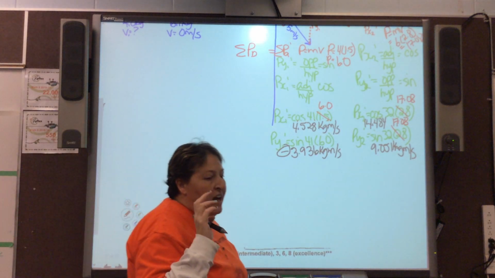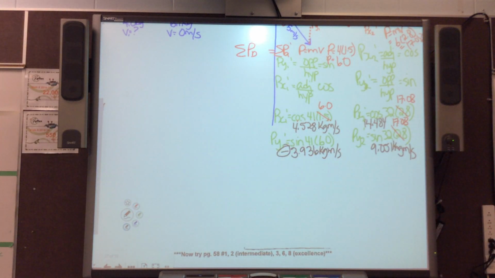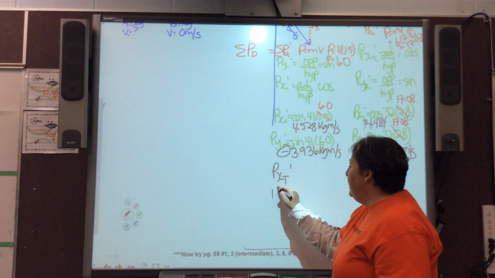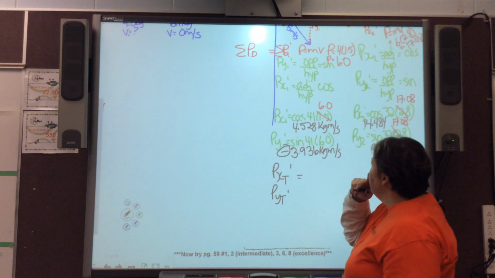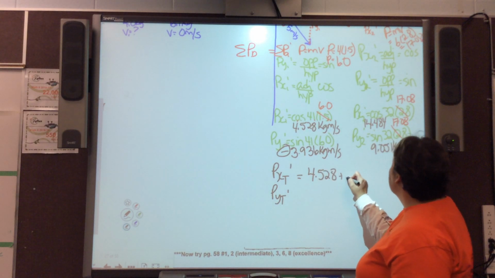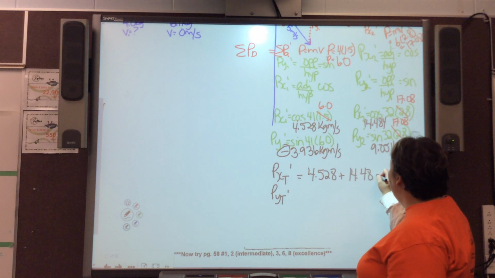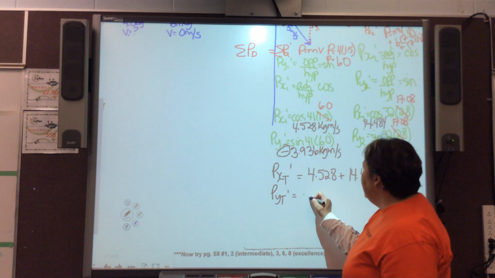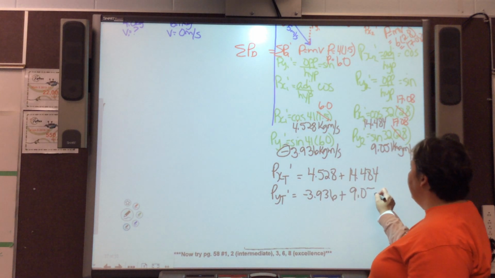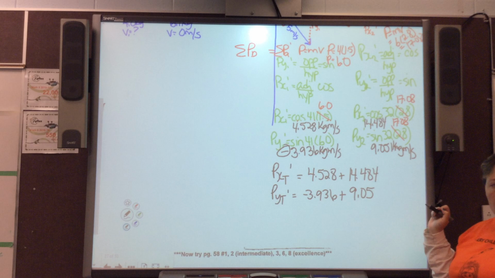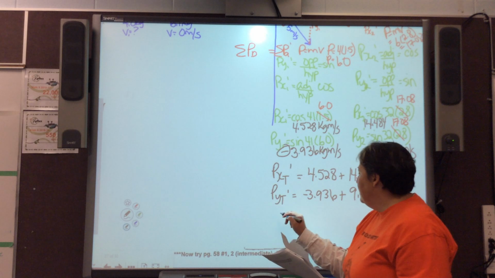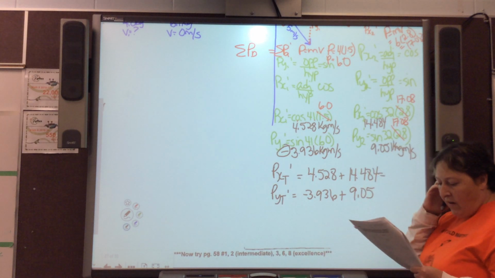so all that's done is gotten us our individual values. Now we need PX total and we need PY total. So here we have X 4.528 plus 14.484. And here we have negative 3.936 and 9.05. Yes? No? Okay. So PX total.